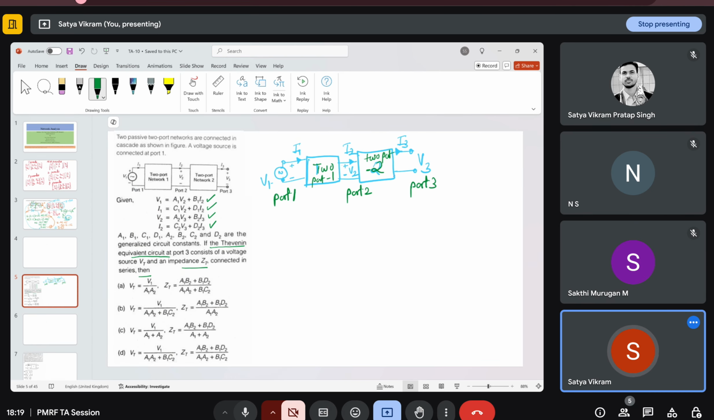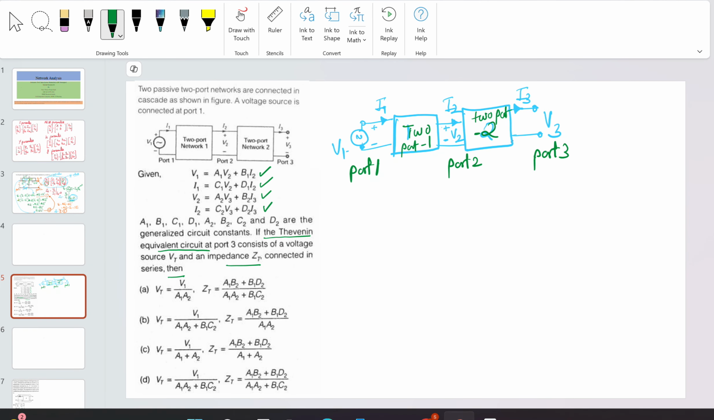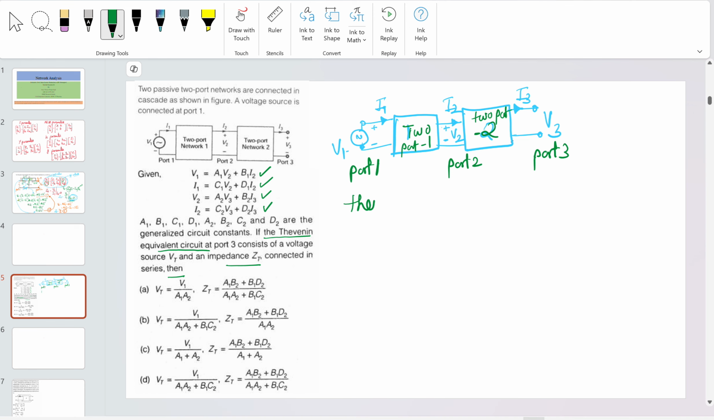Try to solve this problem and go step by step, first the VT and then solve for the ZT basically. And for the Thevenin, the basic terminology is like that. For finding out the Thevenin voltage, from where you are finding the Thevenin equivalent, you have to open circuit that port. It means that I3 you have to keep zero, and then solve the VT in terms of V1 basically, some factor times V1.